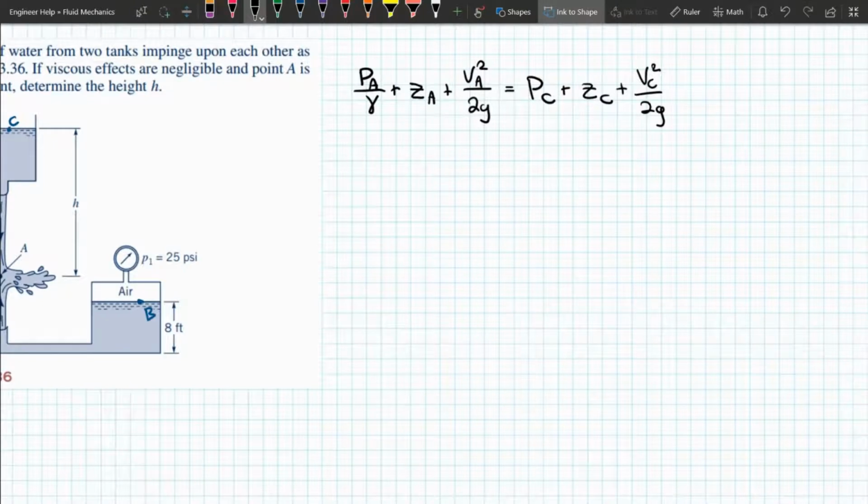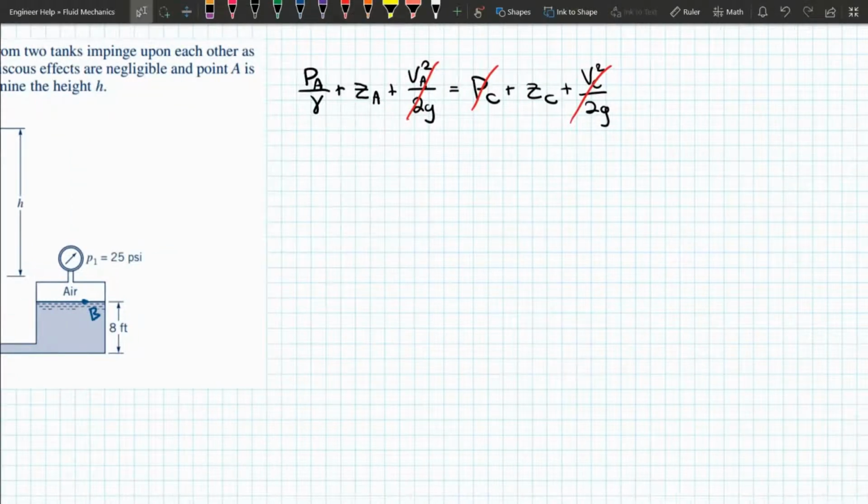Okay, let's start canceling things out. Since point A is a stagnation point, the velocity of A is going to be 0. Okay, and then since point C is open to the atmosphere, its pressure is going to be 0. And we can assume that its velocity will also be 0.